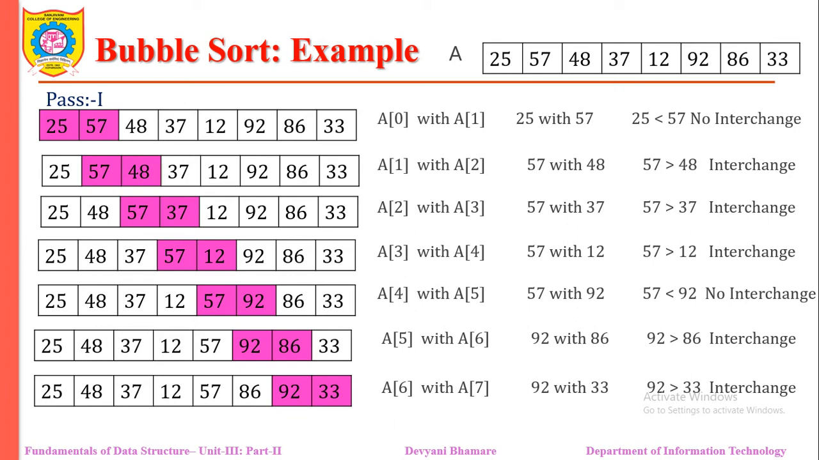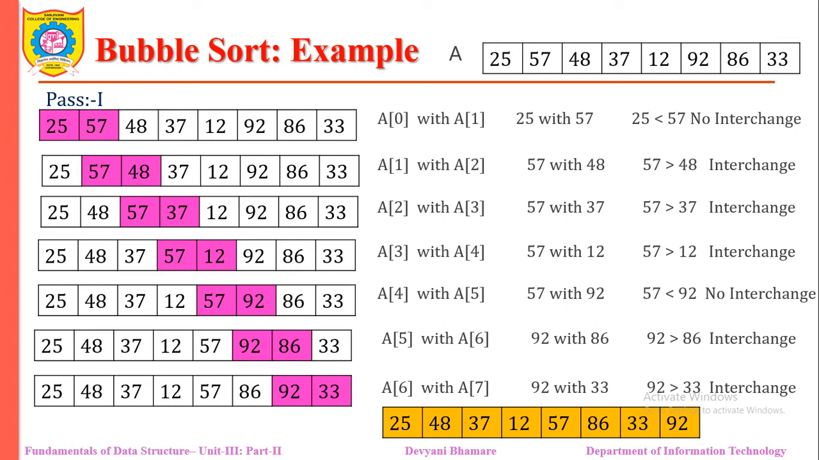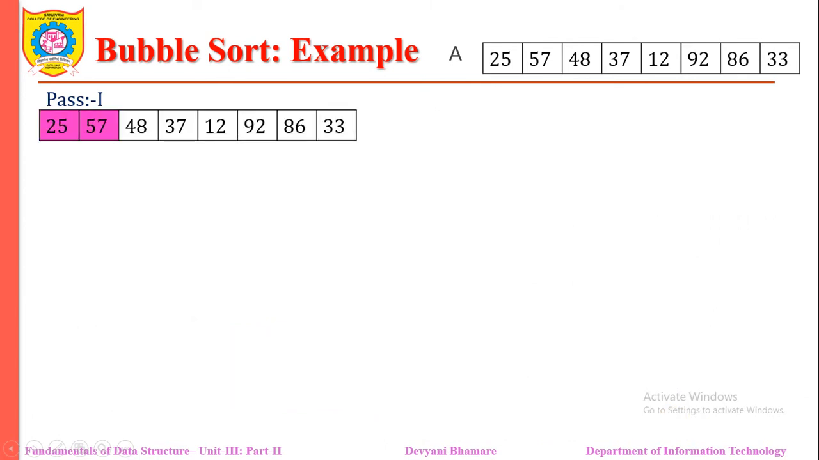So have you observed that we are doing an in-place algorithm? We are not using any external variables or any external storage space. That's why we call bubble sort an in-place sorting technique. And 92 and 33 are interchanged. So after pass 1, the output is that the first largest element is bubbled out to its proper place. Then we need to start with the second pass.